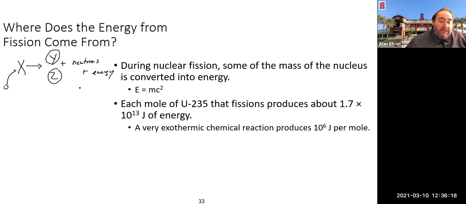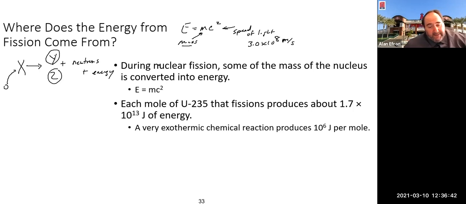So one way we could look at the energy associated with this is through Einstein's equation, which is E equals mc squared. C, obviously, is our speed of light, which is 3 times 10 to the 8 meters per second. M is mass, and we'll talk about what that is in just a bit as well.